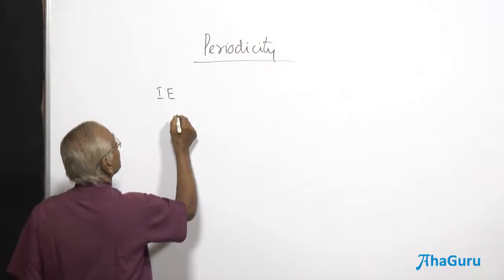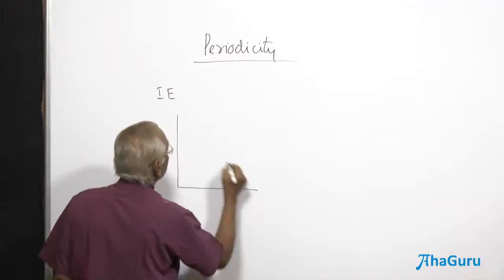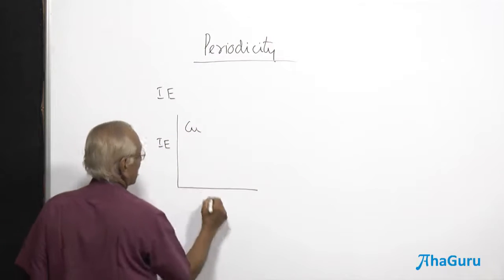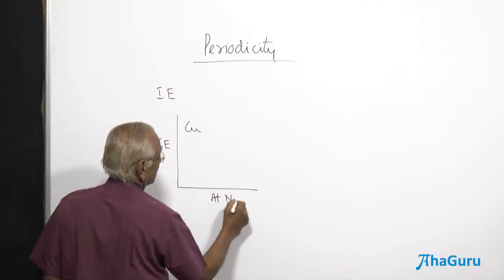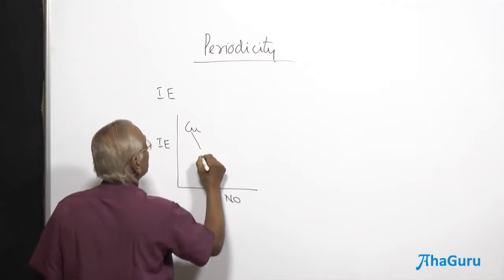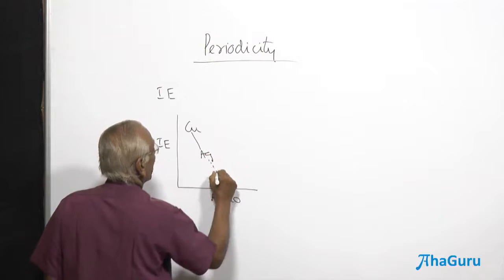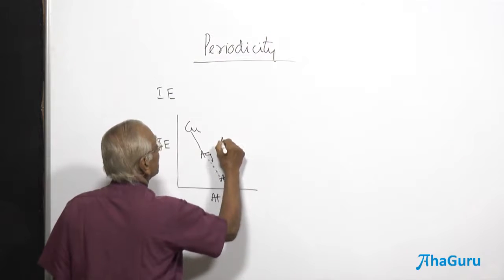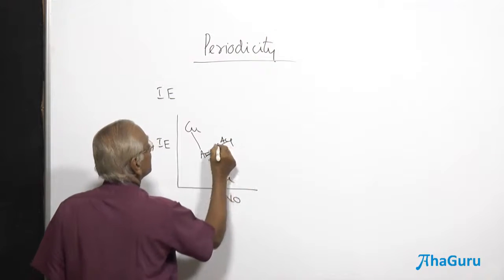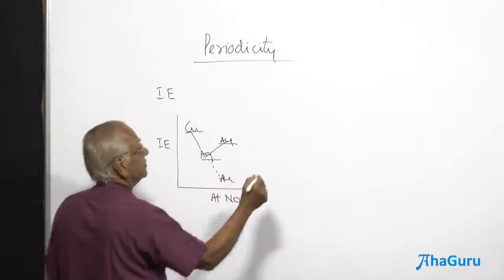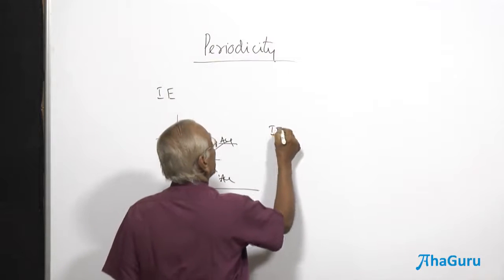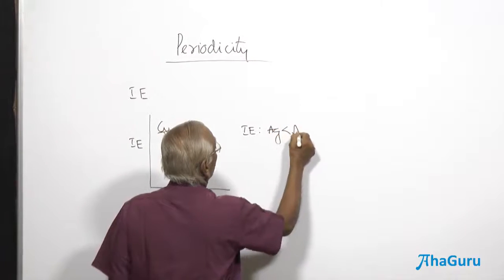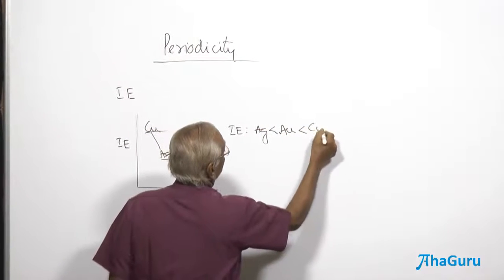Copper, coinage metals. Copper is here. Ionization enthalpy, atomic number. Silver, gold should have been here, that's why the dotted line, but gold is here. So, ionization enthalpy, you are asked to arrange them in increasing order. Ionization enthalpy, silver less than gold, less than copper.